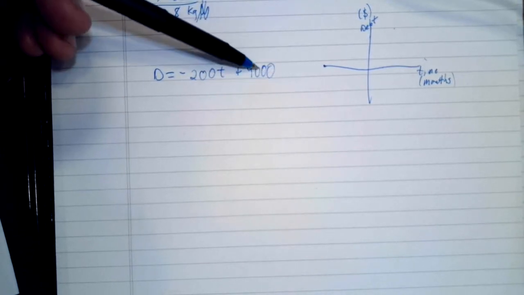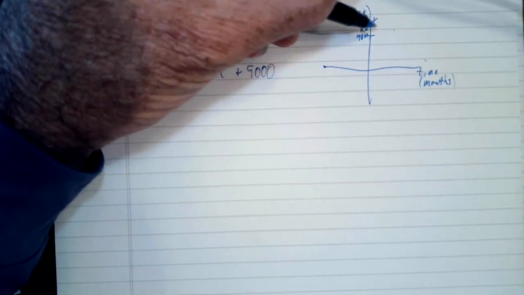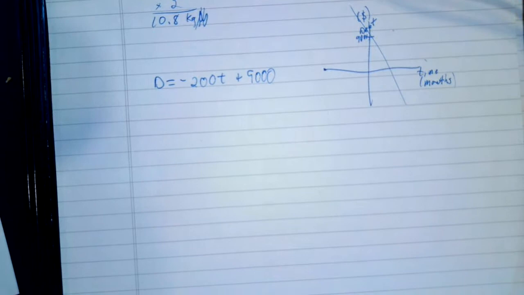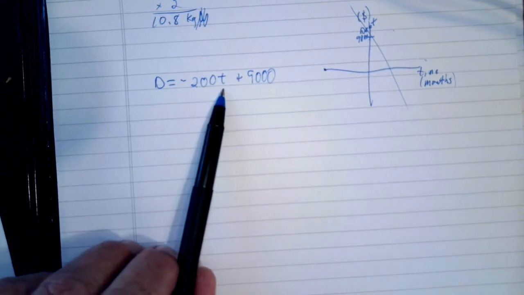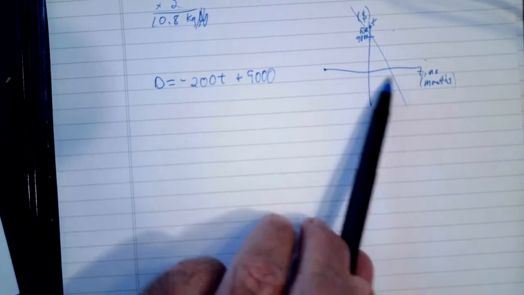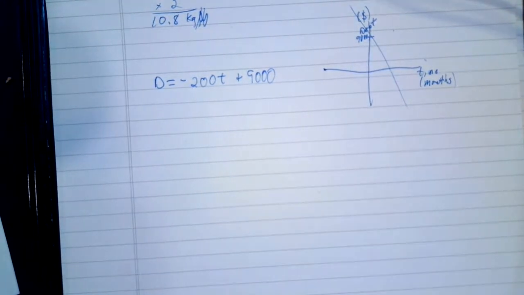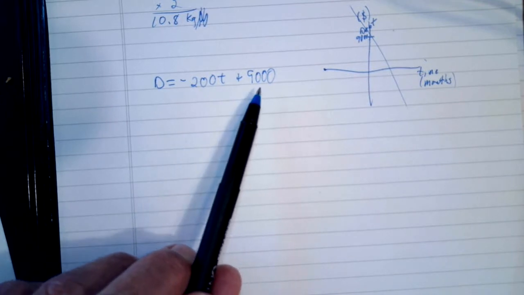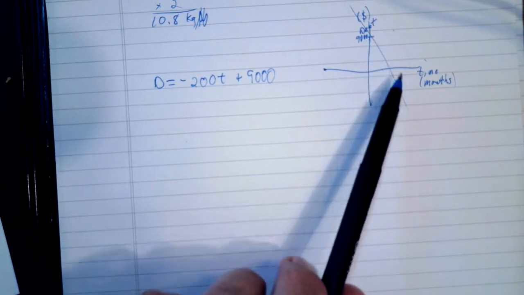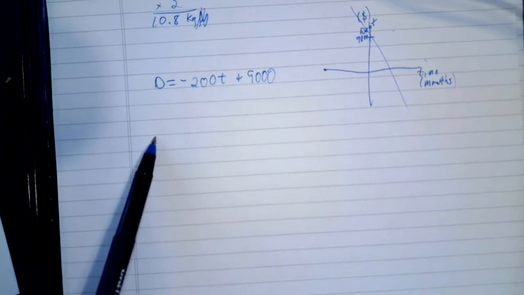What do you think the 9,000 represents? If I were to draw this, I would have 9,000 over here, and it would be a line that goes down like that, because his debt is going down every month that he goes forward. Well, if the time is 0, that's where it crosses this line. That's the y-intercept. That's his starting amount. He borrowed $9,000. And then he reduces that 200 per month for the rest of the months. That's what these represent in real life.